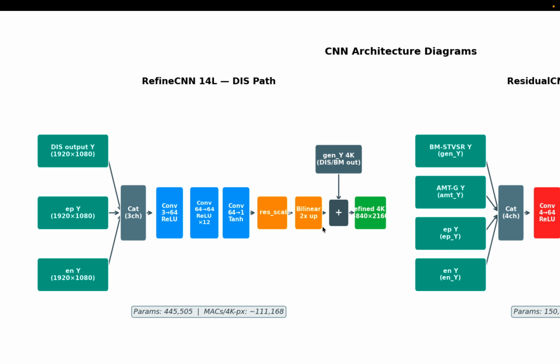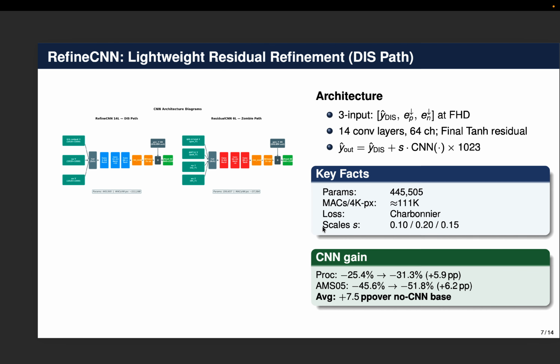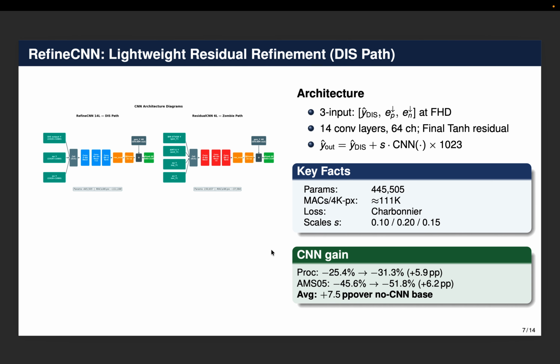A direct output CNN that predicts the full luma value collapsed toward temporal averaging. The residual formulation keeps the output anchored to the already reasonable DIS interpolation and only learns the correction. Refined CNN has 445,000 parameters and costs about 111,000 MACs per 4K output pixel because it runs at Full HD. The CNN improves Park Scene from -25.4 to -31.3% and AMS05 from -45.6 to -51.8%.